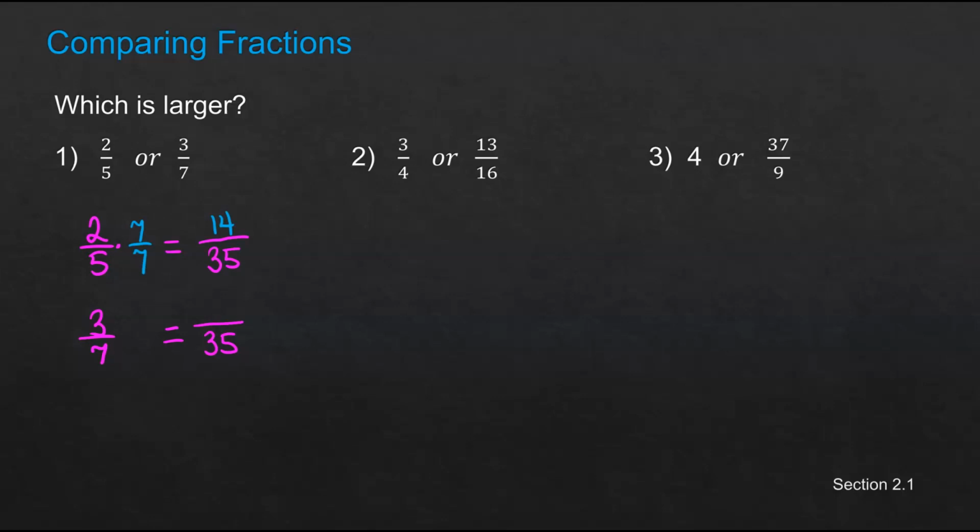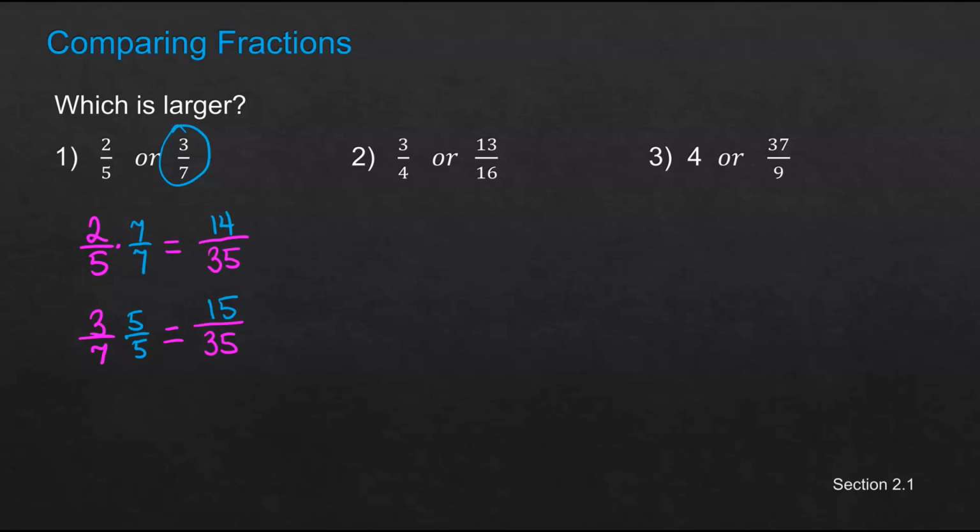And then on that second fraction, 7 goes into 35 5 times, so I'm going to multiply this one by 5. So it's 5 over 5. And that means that my numerator, 3 times 5, is 15. And so that means we can see that 3/7 is the larger one because my numerator is 15 for 3/7 and it's 14 for 2/5. So that's the larger. All right.